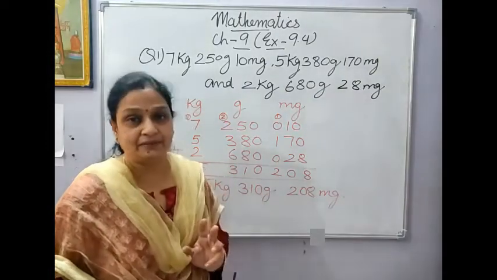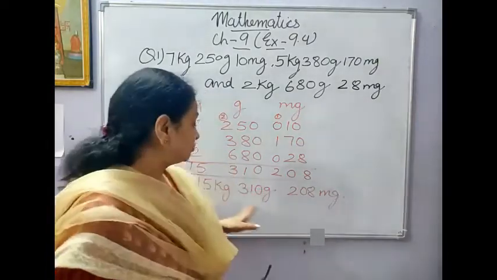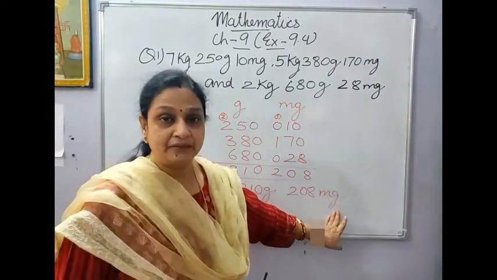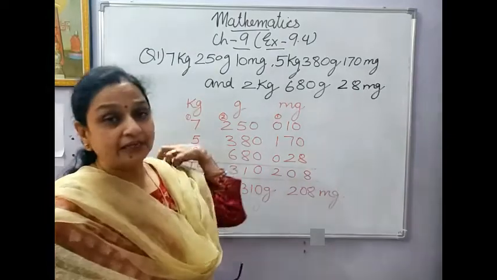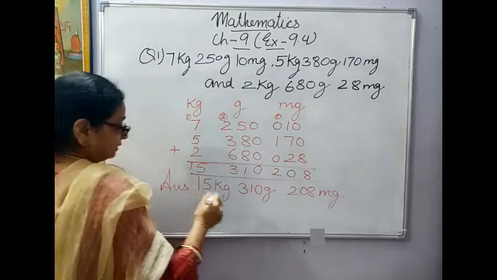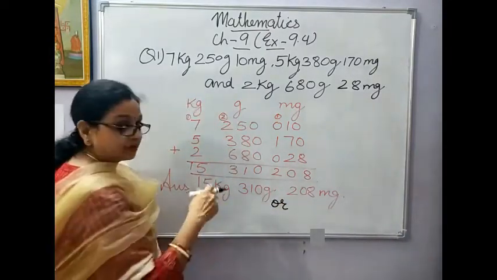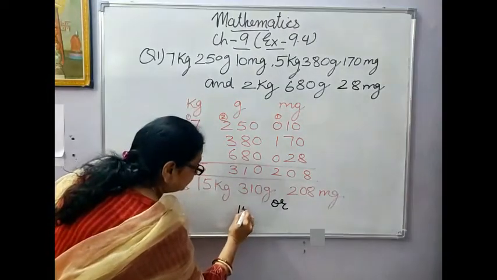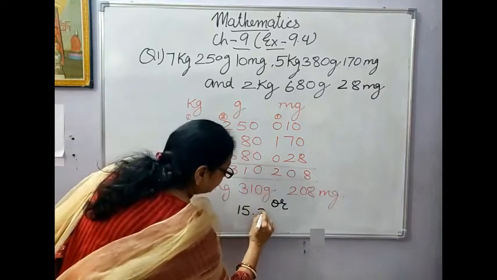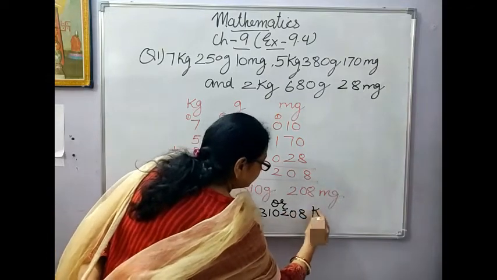Now you have to convert this in decimals. There will be 3 steps. Suppose in the question it is asked to convert in kilograms, or they can ask me to convert in grams or convert in milligrams. Then how you have to write the answer in decimals, that I will show. If you have to write in kilograms, it will be 15 and then put the decimal after it because it is kilogram, and then write down the number as such, 10208. This will be kilogram.